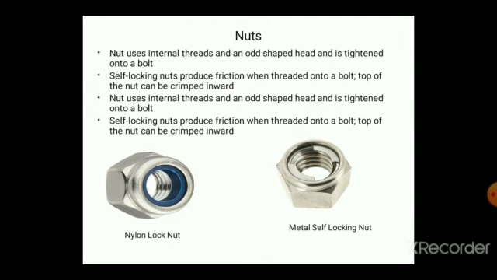A nut uses internal threads and an odd shape head and is tightened onto the bolt. The threads are internal on the nut, and on bolts the threads are on the outer portion, so you can do the assembly.